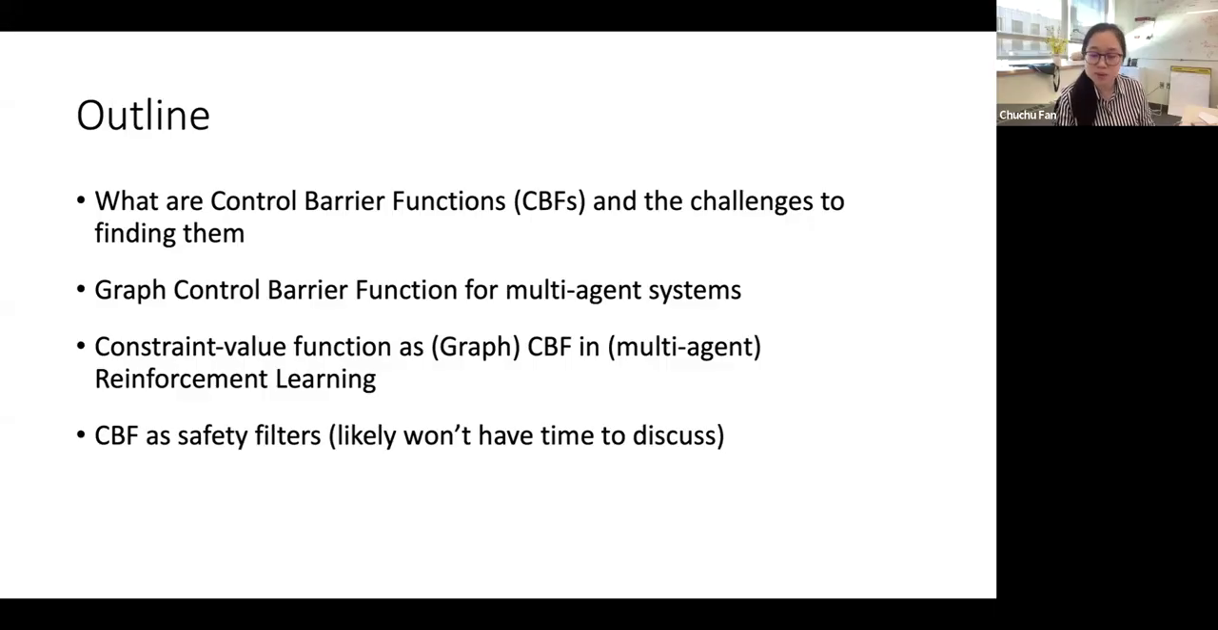I most likely won't have time to discuss this, but another interesting use of barrier functions is to use them as safety filters. Here there are already some existing control policies that you have, and the barrier functions that we got, either synthesized by themselves or synthesized using reinforcement learning, can serve as standalone safety filters. I know that I won't have time to go into this, but I'd be happy to point you to a few references that we have on this topic.